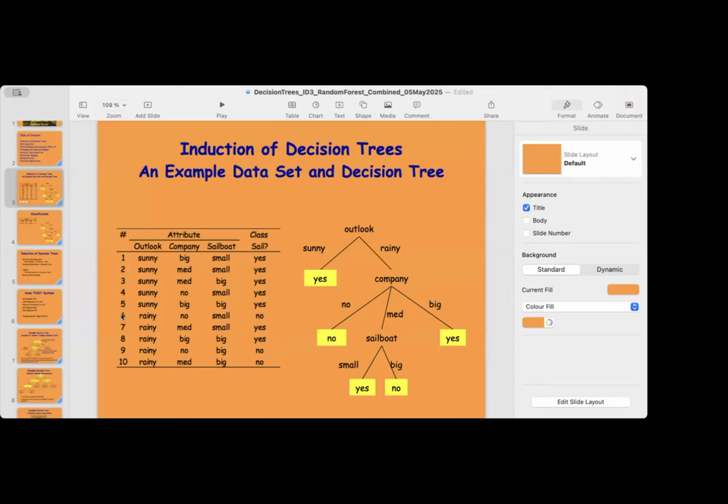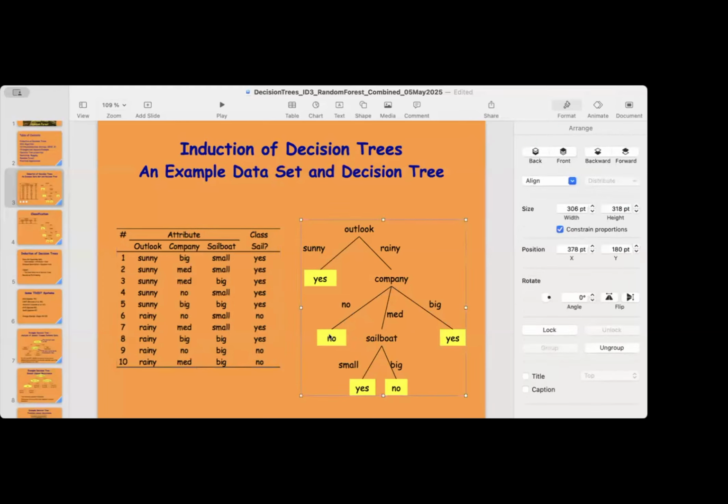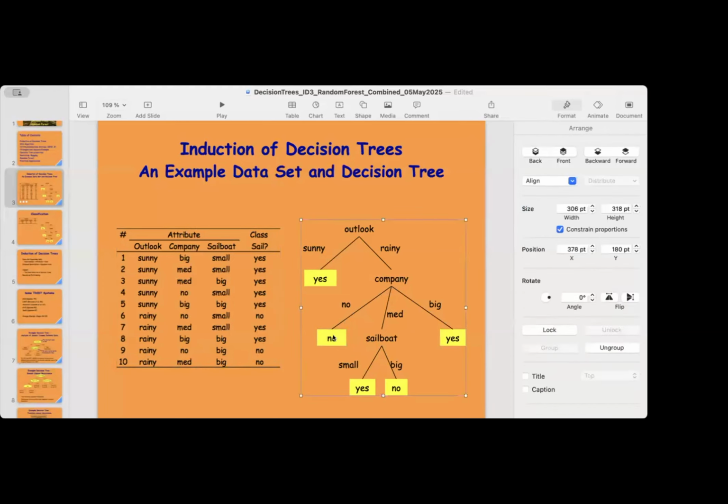This specifically is object number 6. Rainy, no company. Class is no. Same situation for object number 9. Rainy, no company. Class is no. This means all the objects that have rainy and no company, the class is equal to no. That's why we have a leaf here. So we're done with this part of the subtree.